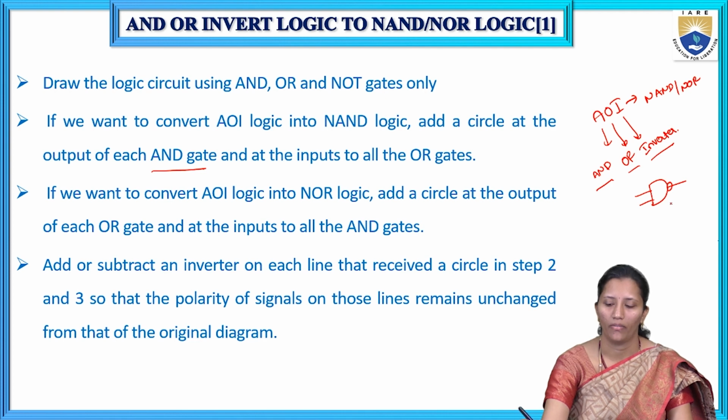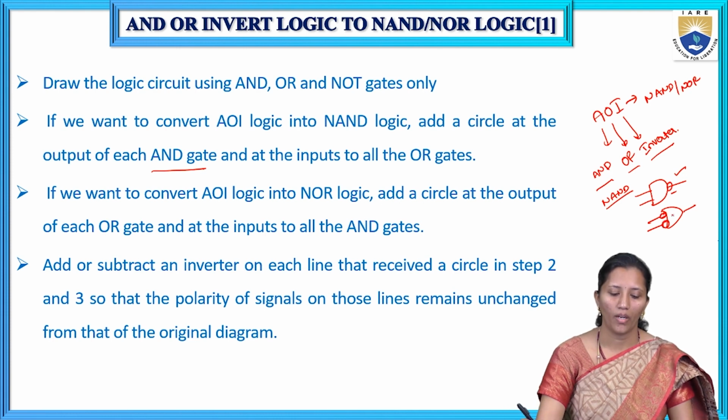If we have 2 or 3 AND gates, for every AND gate we have to add a circle, that is a bubble, at the output of the gate, and we have to add bubbles to the inputs of the OR gate for NAND realization. So for AND gates we have to add bubbles at the output. If we have an OR gate in that, we have to add bubbles at the input.